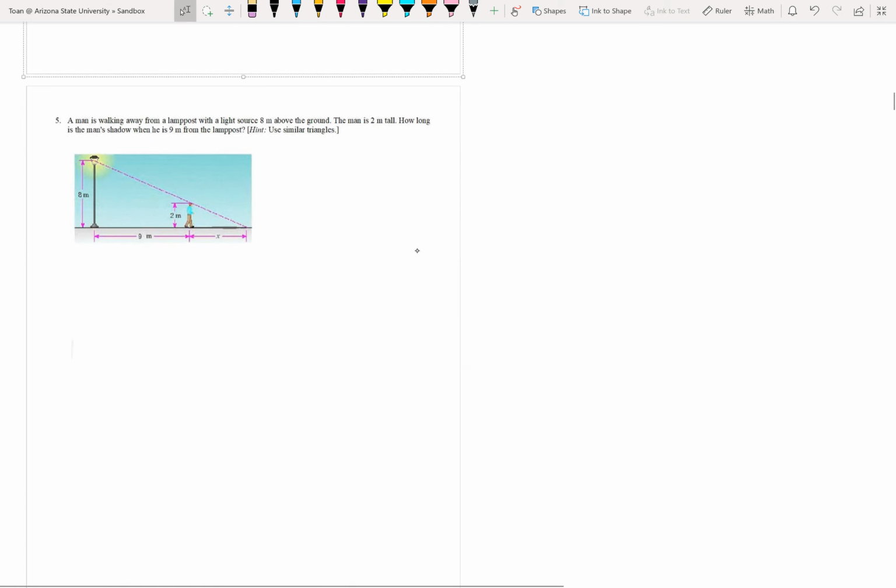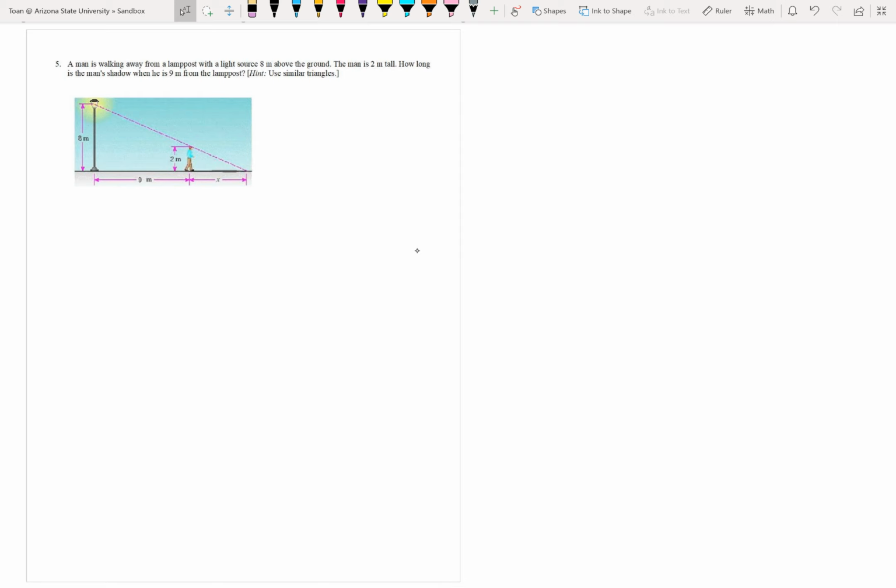Number 5 was just a straightforward word problem. I gave you sort of a hint there: use similar triangles. A man is walking away from a lamppost with a light source 8 meters above the ground, indicated in the picture here. The man is 2 meters tall. How long is the man's shadow when he is 9 meters from the lamppost? They gave us the 9 meters here, and they're asking for a shadow.